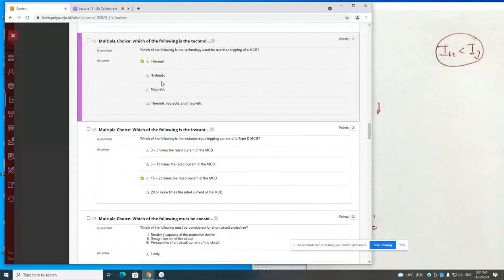15. Which of the following is the technology used for overload tripping of an MCB? Basically we have 2 types of tripping mechanism: one is thermal, one is magnetic. The hydraulic is certainly not relevant. Overload protection is by the thermal curve, so it's a thermal mechanism. For example, we use a bimetal element, which is a thermal technology. So the answer is A.